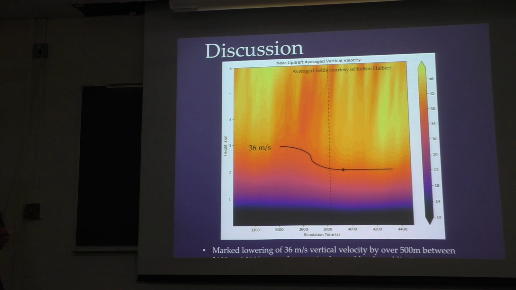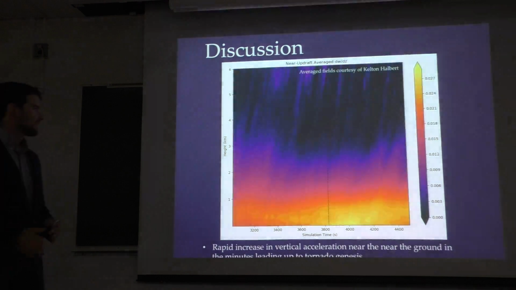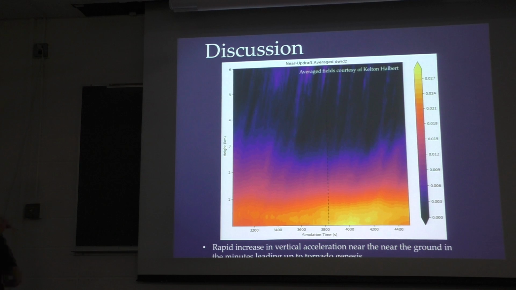What's the black dot for? That's the time of tornadogenesis. Oh, the black dot? That was something PowerPoint did. I couldn't get it to go away. There you go. Push it away.